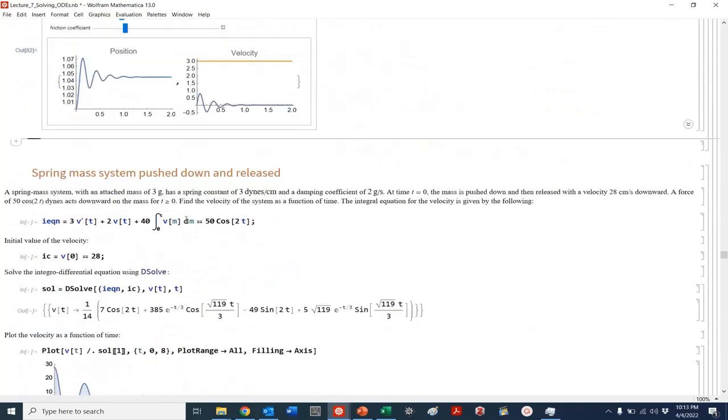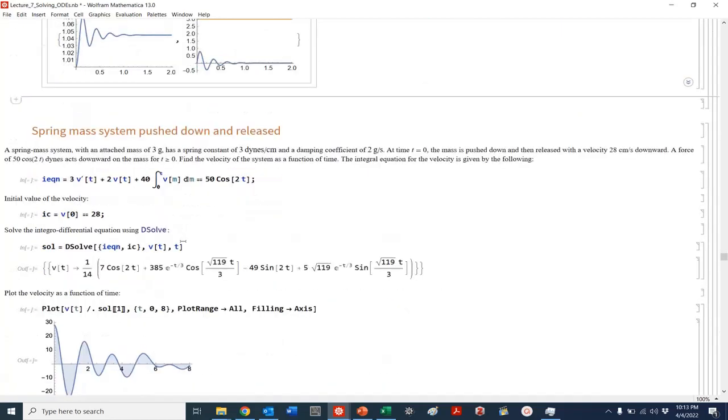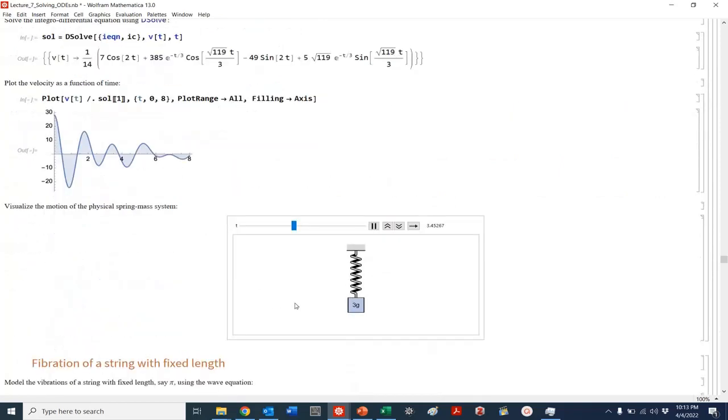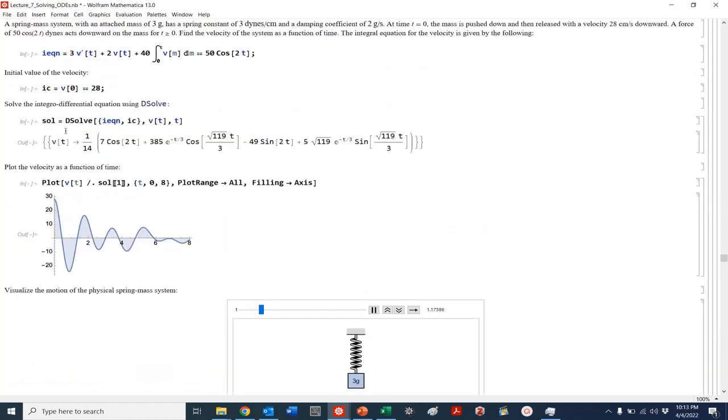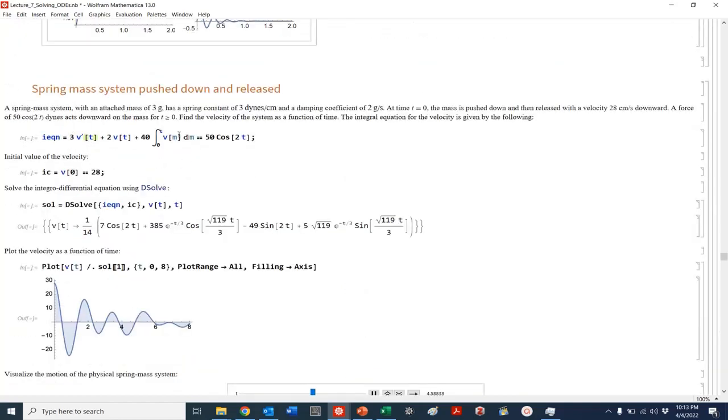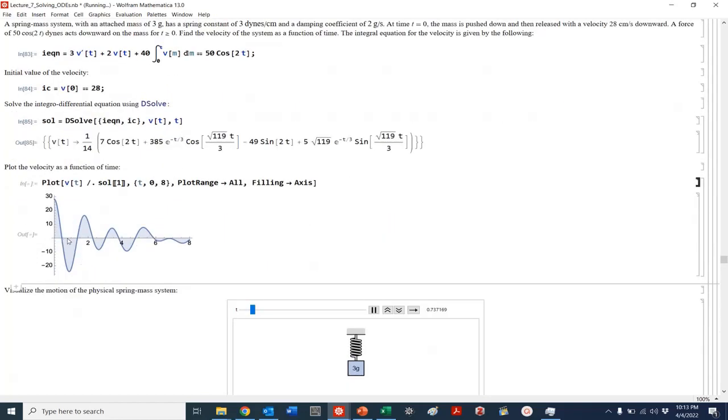You could also look at the case of a spring mass system where it's pushed down and then released. You could see the simulation of that going on right here. So pushed down with some force, then released. Again, we're going to have some function where we're pushing down. We have some initial condition for that velocity. So this is our equation of motion. One initial condition will satisfy this, solve it, and you can see that position.